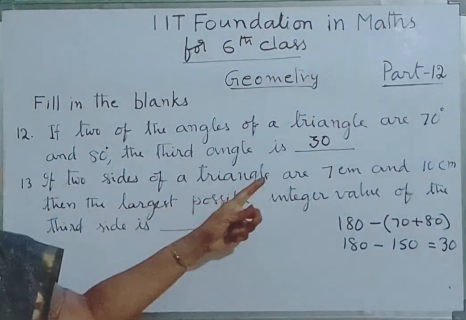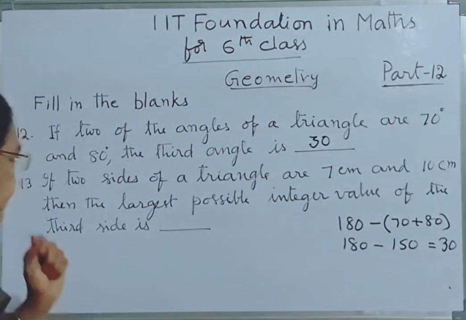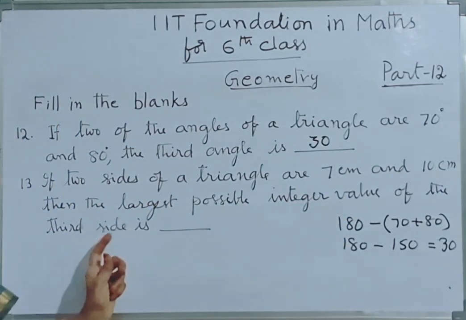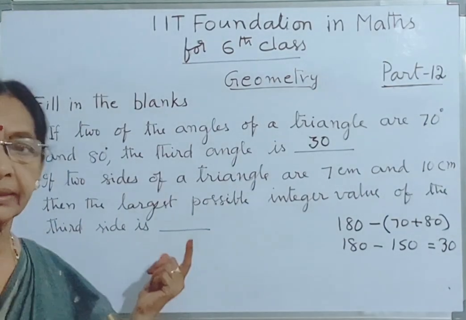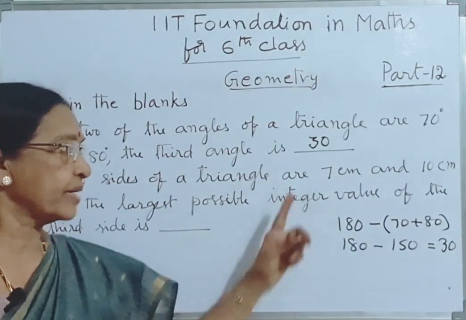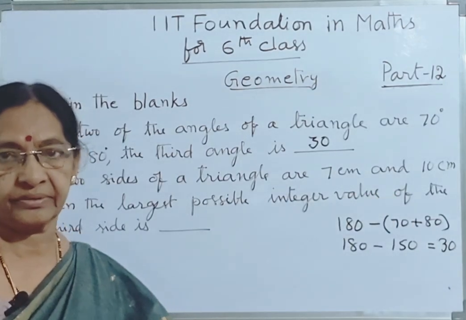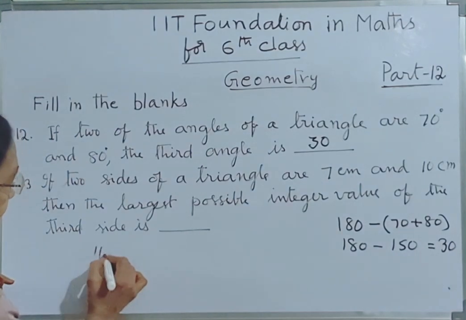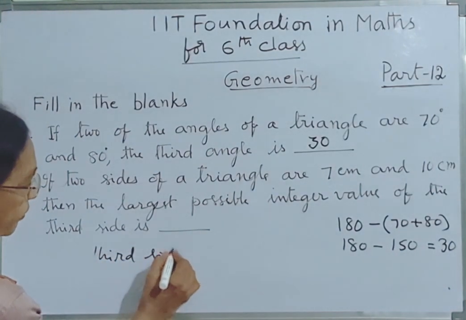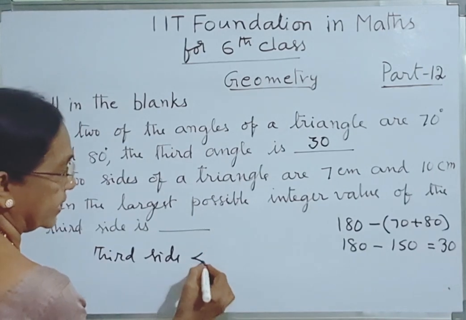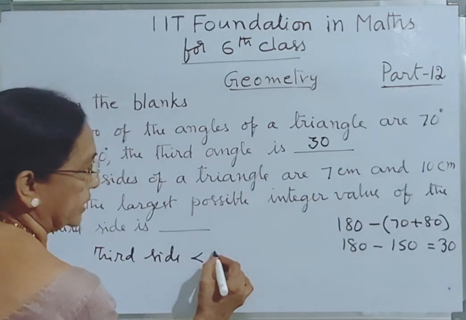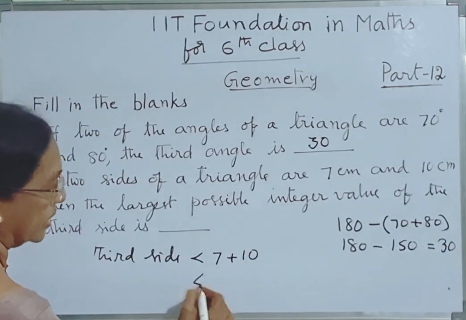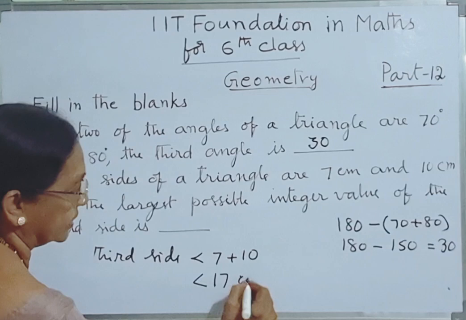If two sides of a triangle are 7 centimeters and 10 centimeters, then the largest possible integer value of the third side is, the third side of a triangle is less than the sum of the two sides of a triangle. That is, the third side of a triangle is less than the sum of the two sides. That is 7 plus 10, so it is less than 17 centimeters.